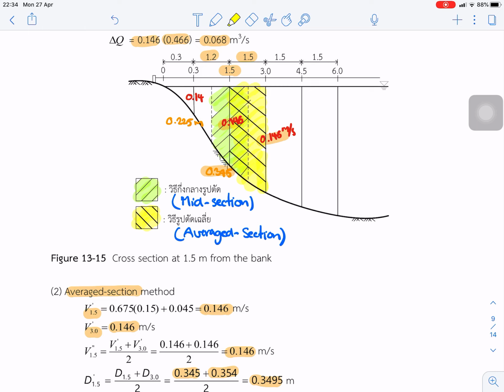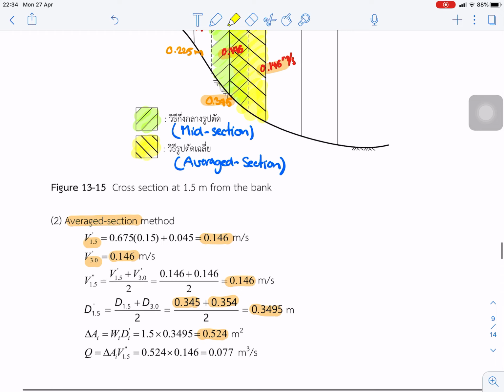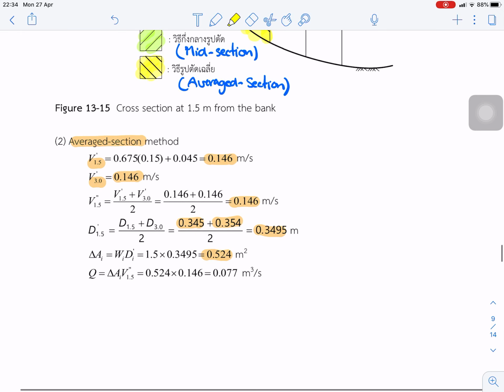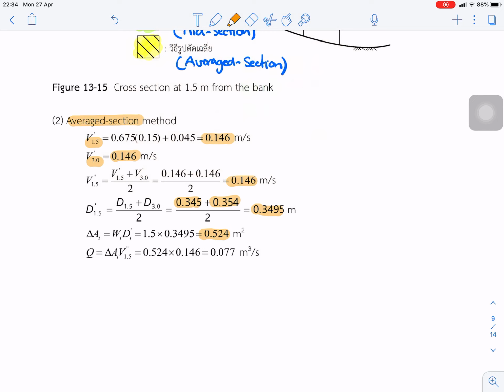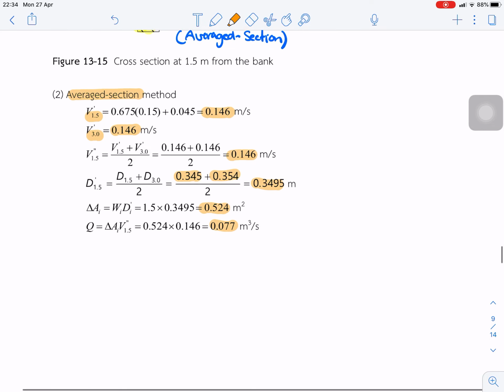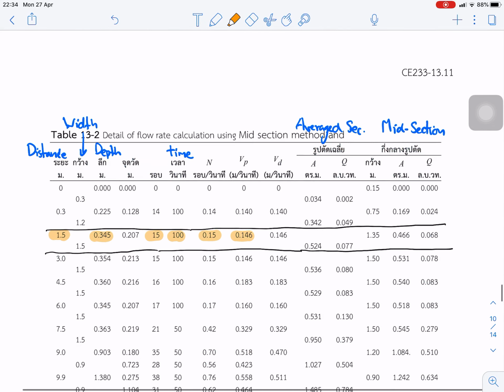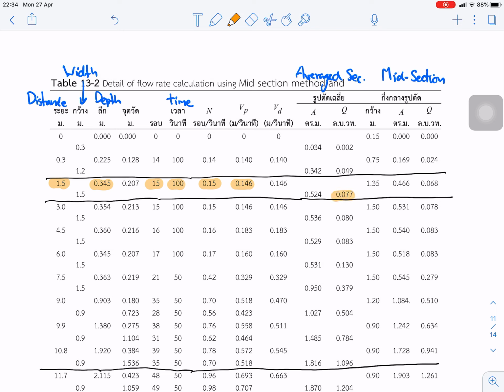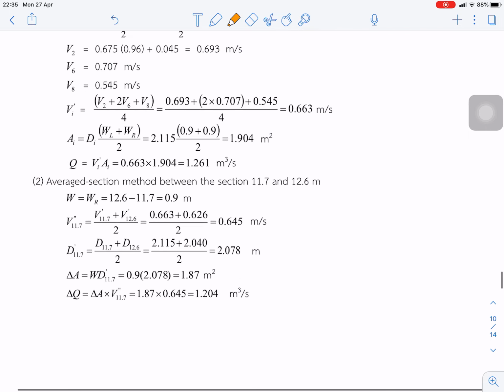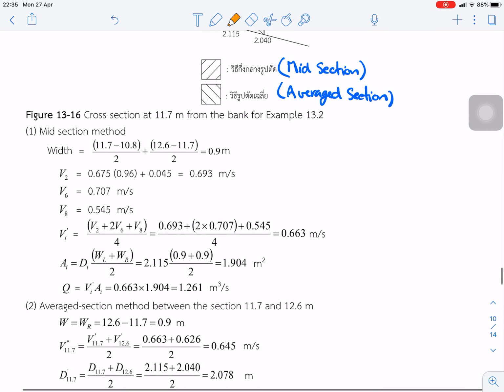It overlaps about half of the section, so this is the area for the average section, and we can find the flow rate: area times velocity is about 0.077. From this, they write the number here: 0.07 from the average section and 0.068 from the mid-section.